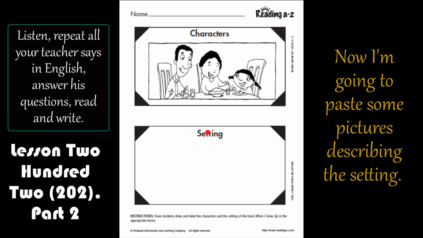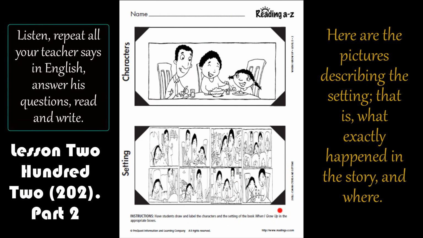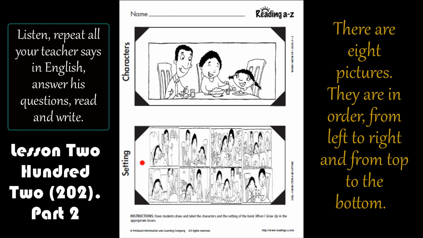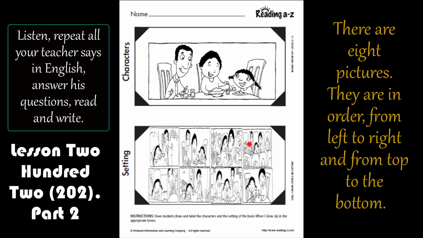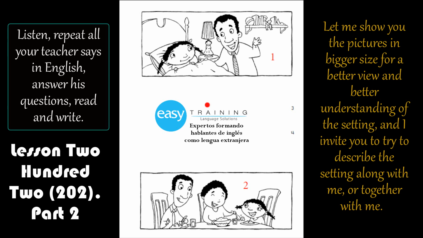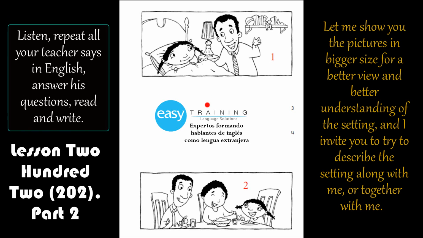Now I'm going to paste some pictures describing the setting. Here are the pictures describing the setting. That is, what exactly happened in the story and where. There are 8 pictures. They are in order from left to right and from top to the bottom. Let me show you the pictures in bigger size for a better view and better understanding of the setting. And I invite you to try to describe the setting along with me or together with me.